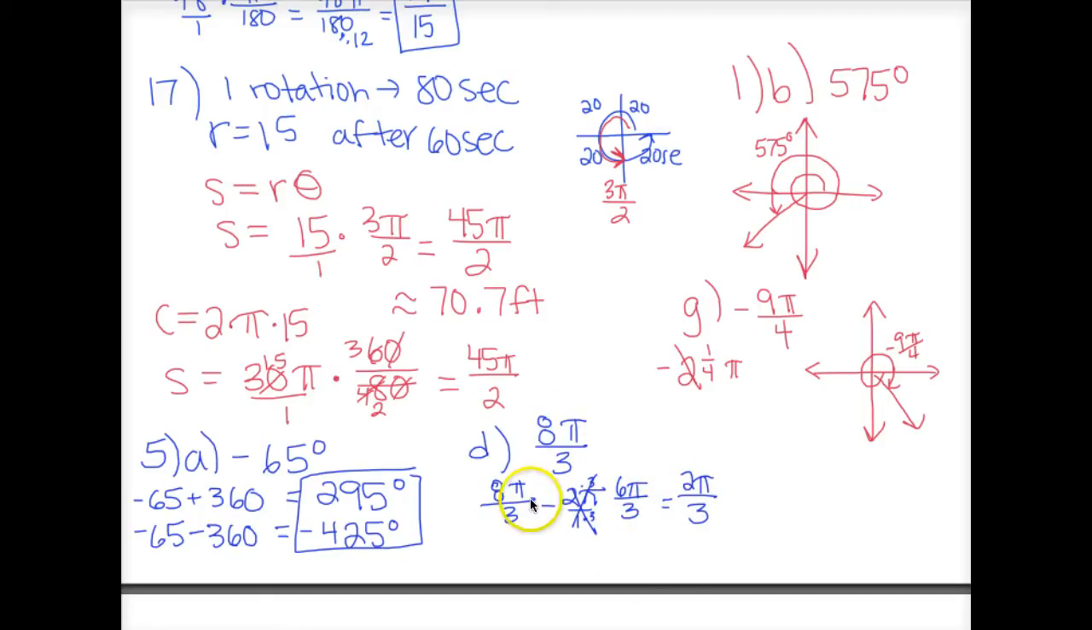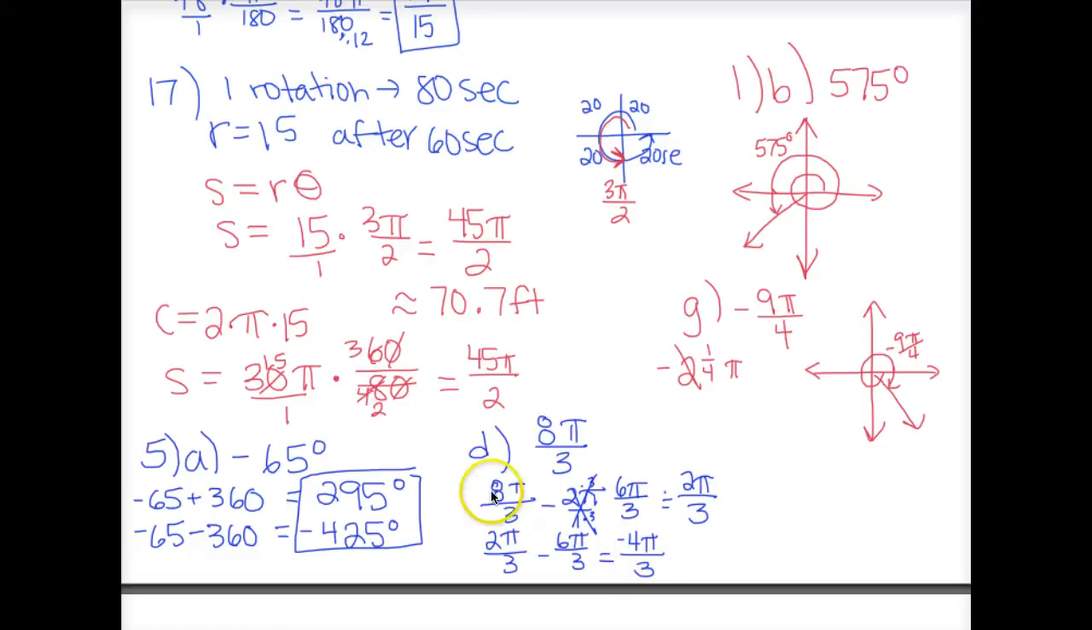Now notice that I subtracted and the answer was still positive. So that means if I want to find a negative, I'm not just subtracting from this guy, I'm subtracting again from this guy because I have to get it so that it's negative. So now I'm going to take 2 pi over 3 and I'm going to subtract 2 pi, which again is 6 pi over 3. 2 minus 6 is negative 4 pi on the top. And of course, denominator stays the same, which is 3. So a positive coterminal angle is 2 pi over 3. A negative is negative 4 pi over 3.